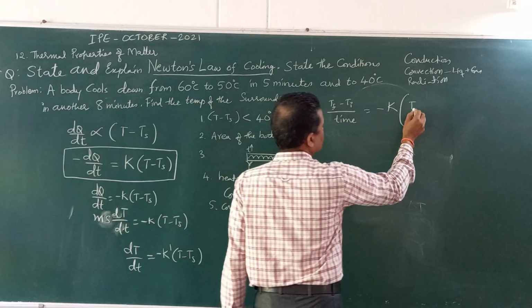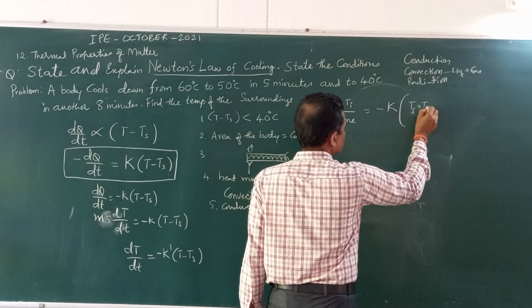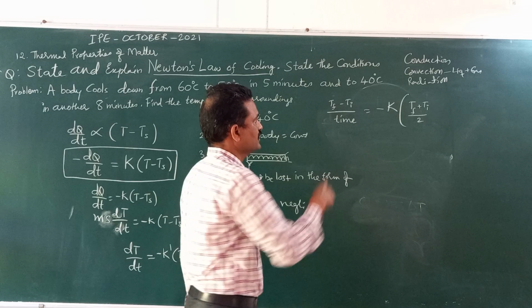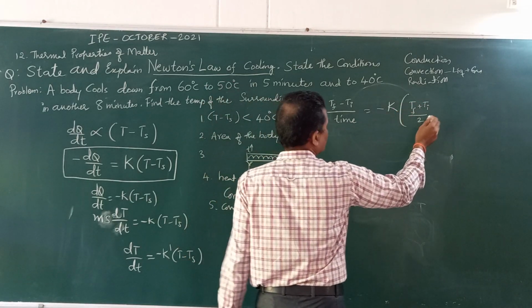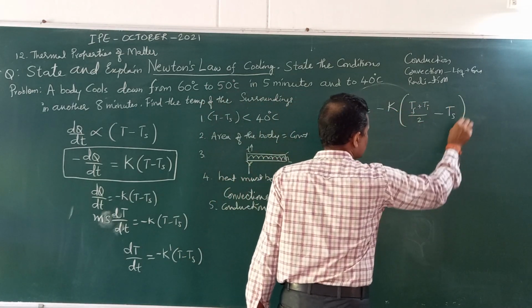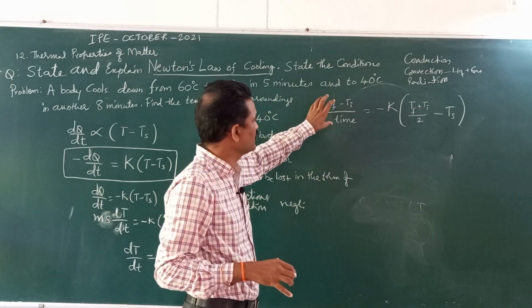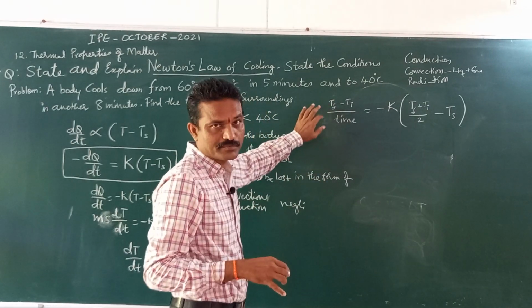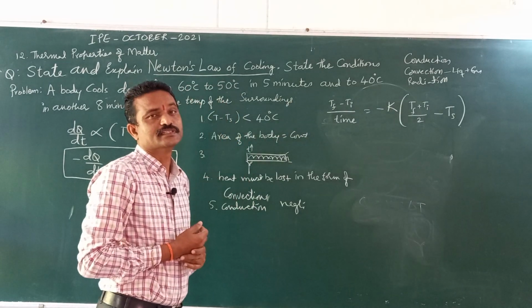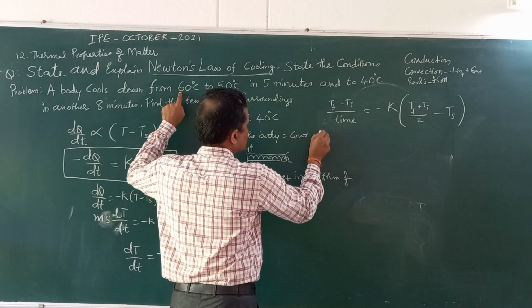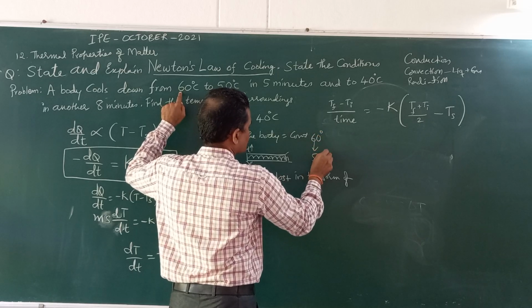How to take the average? Average, you know, x plus y by 2, average of x and y. So, Tf plus Ti by 2 minus Ts. So, this is the formula you are supposed to use. This formula is also useful in doing problems in MCET. Is it clear?